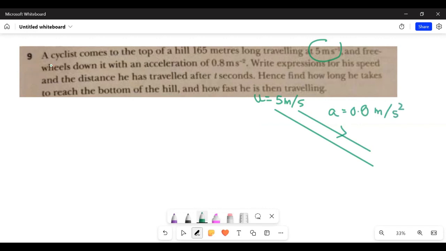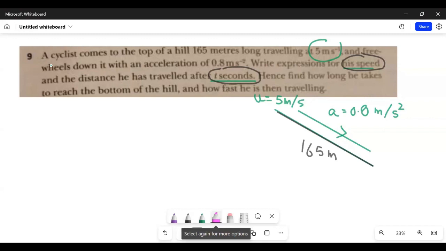Write an expression for his speed and distance he has traveled after t seconds. Also, we know that the entire distance from here to here is 165 meters. So we have to write an expression in terms of t seconds for his speed and the distance. Let's talk about speed first. At a particular point, you have to find his speed, so that means you have to find v.